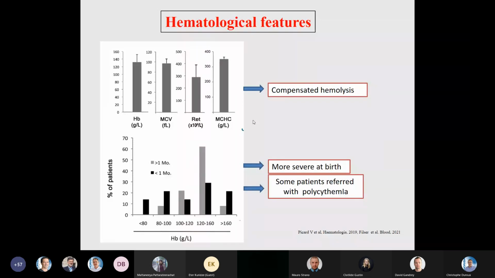You can see that the hemolysis markers are not strongly impacted, and sometimes it's hard to diagnose because the hemoglobin level is normal. It's mostly a compensated hemolysis. And what has been shown last year by our group and also the Pfizer group in Blood is that some patients with hereditary xerocytosis are not anemic.